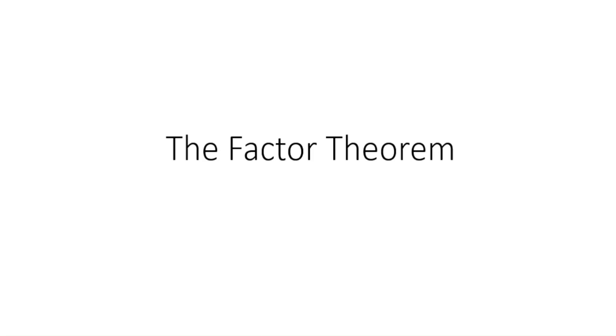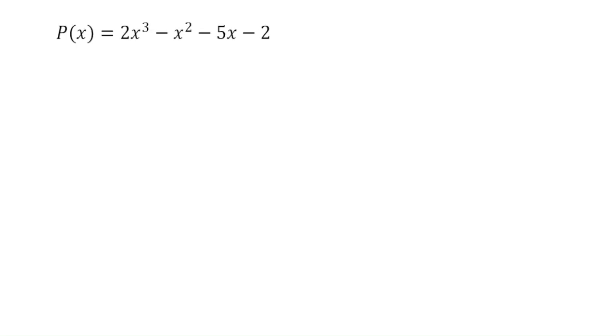Okay, today we're going to continue our study of polynomials. We're going to be looking at something called the factor theorem in particular. So, in the last video, we were looking at this particular polynomial here, 2x cubed minus x squared minus 5x minus 2, and we were trying to divide it by terms like x plus 1, x minus 2, and so on. I'm not so interested in that at the moment. What I'm interested in is what does this polynomial look like, and what can we learn from that?